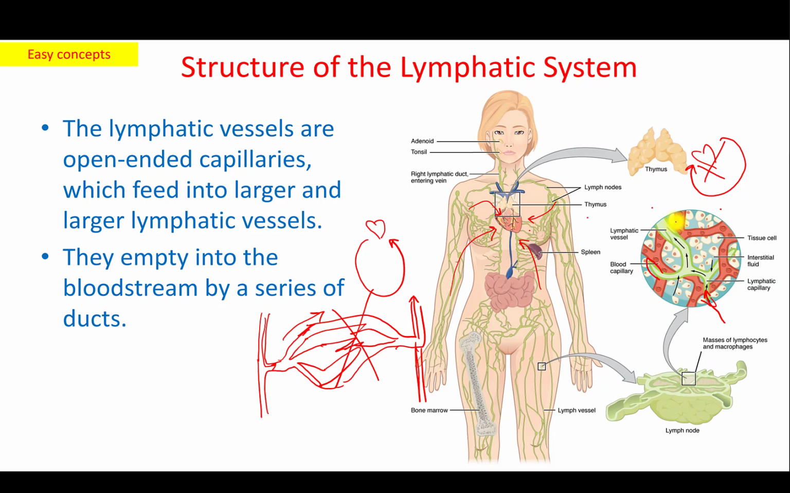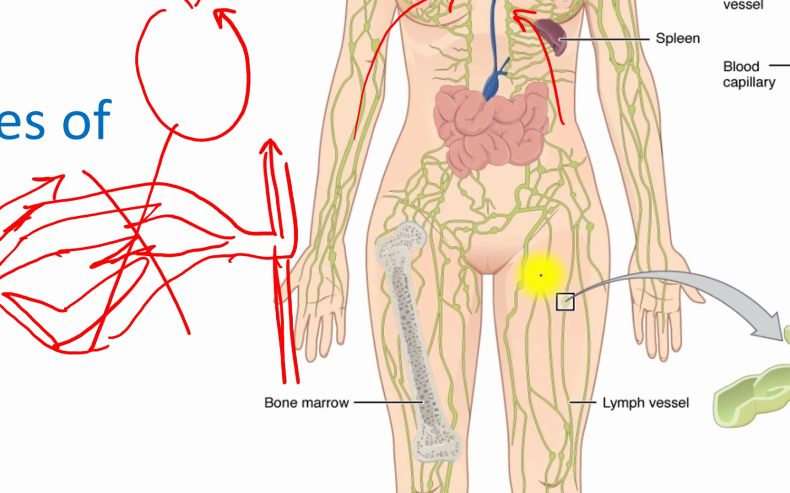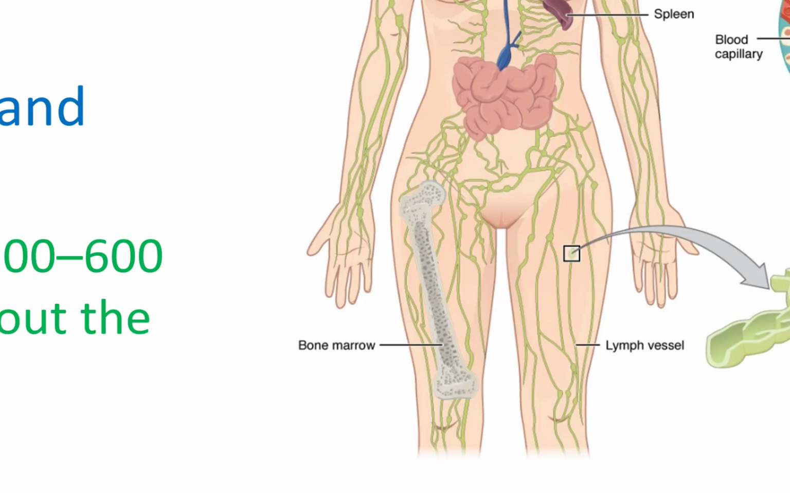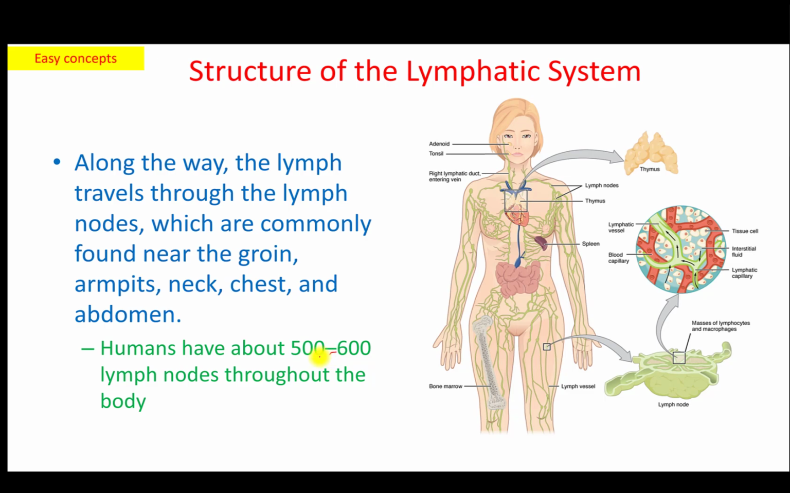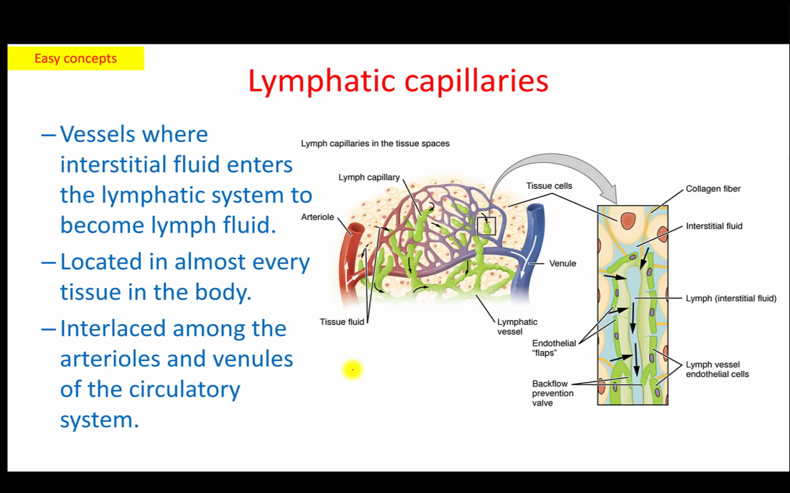Those lymph vessels also have valves to prevent the lymph from going backward. So there is only one way for the lymph to move within those vessels. And as you can see, all of those small circles are lymph nodes. So this fluid passing through those vessels will pass through several of those lymph nodes before it reaches the heart. We have around 500 to 600 of those lymph nodes.